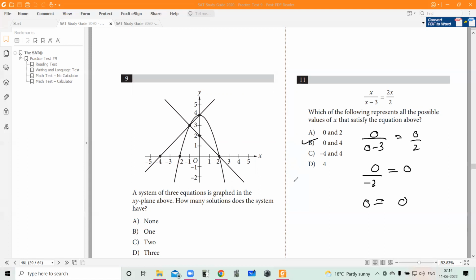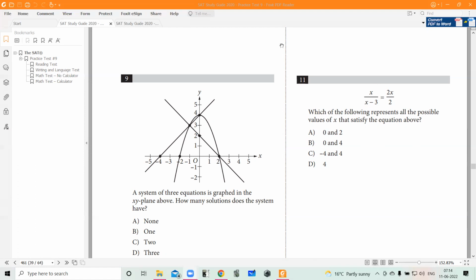Yeah. Because 4 divided by 4 minus 3 equals 2 times 4 is 8 divided by 2. So 4 divided by 1 equals 4. So 4 is equal to 4. So 4 is also working. 0 is also working. So 0 and 4 are the answers. I just thought because they had different denominators that they were different. When you're plugging in, we don't care whatever the denominator is.